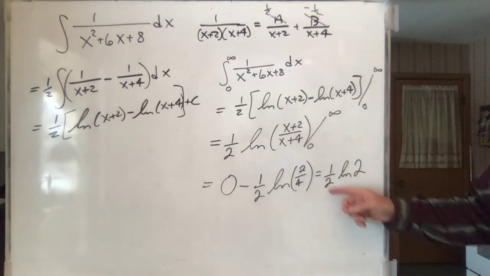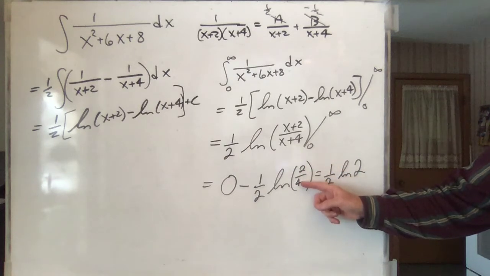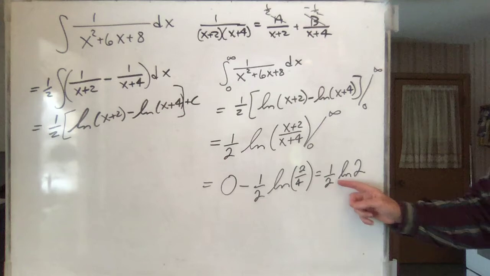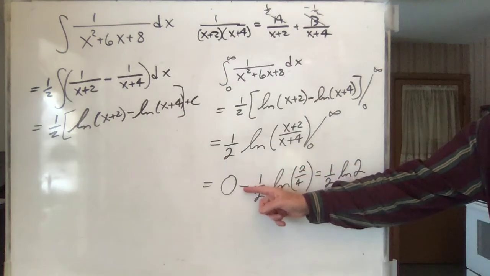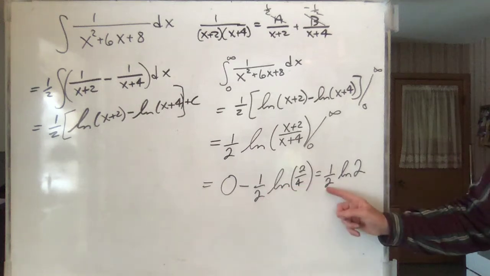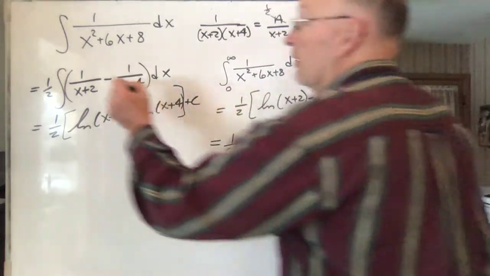I did it awfully fast. This was 1/2 right there. The ln of 1/2 is the negative of the ln of 2. So the ln of 1/2, I brought the negative out front and canceled with this one. There, that 1/2 stays there, and this is now the ln of 2. So a really nice problem. That's this one right here. Okay, so that's the one we were after.